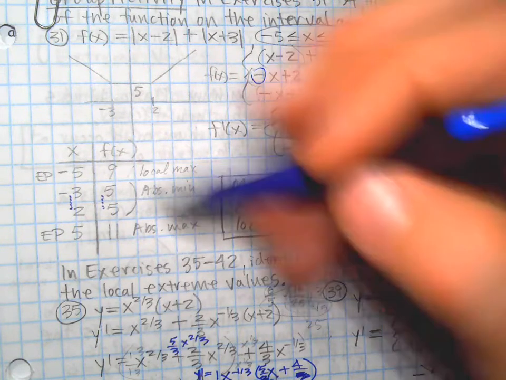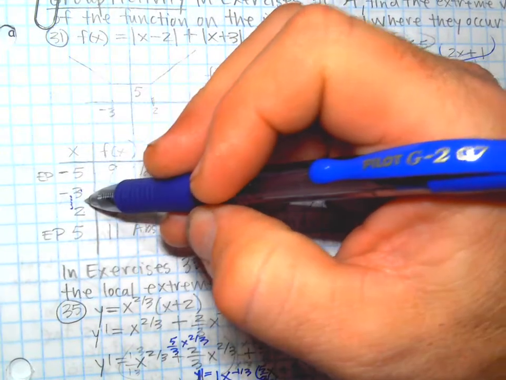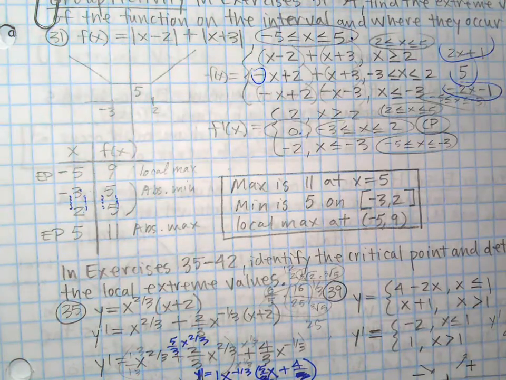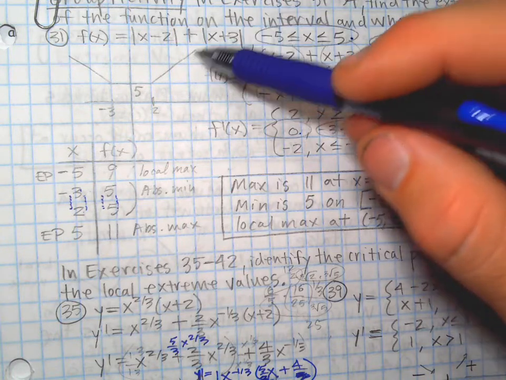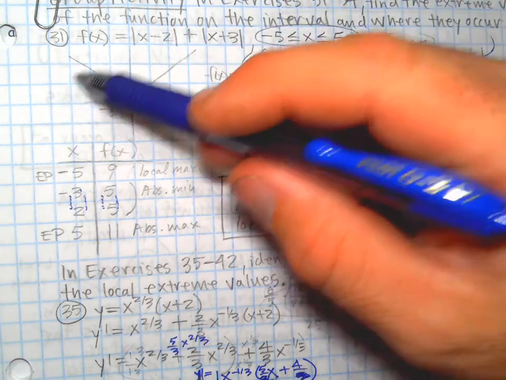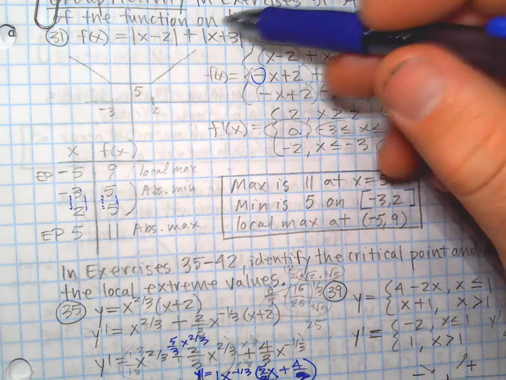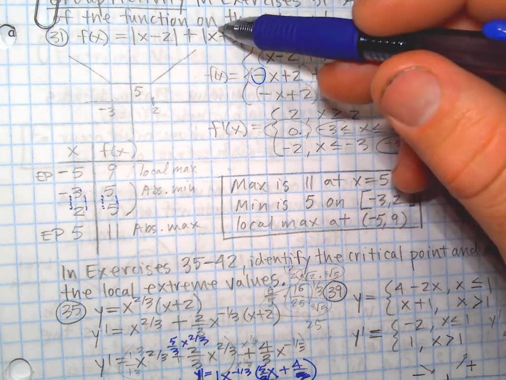And I guess we could plug -3 and 2 in, but it's really constantly 0 that whole time. So it's weird. It's not really like a critical point. It's more like a critical interval. But looking at this picture, the max has to be at one side or the other. And so if you plug 5 into this, you get an answer of 11.